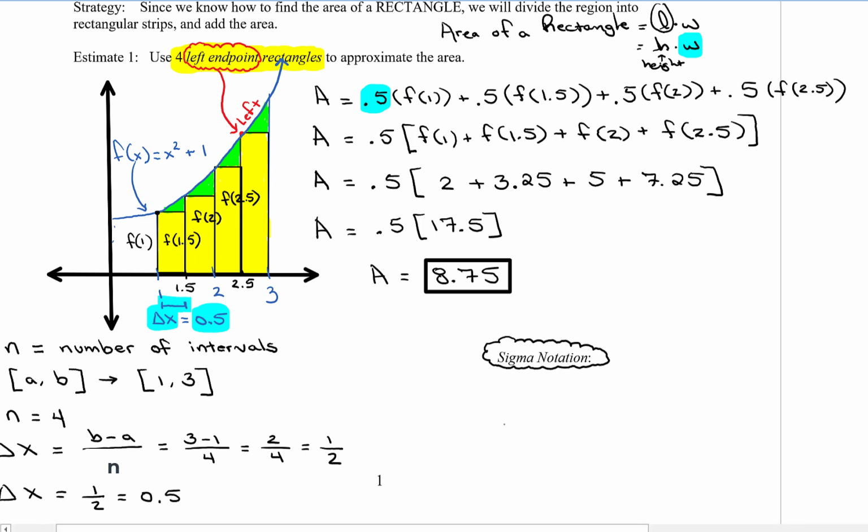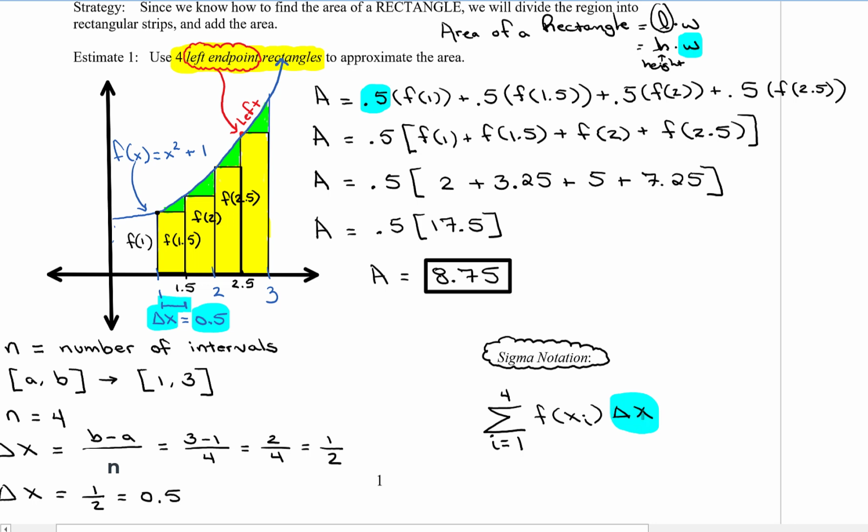Now let's go ahead and write down some sigma notation here. I'm going to write down sigma, which is a capital Greek letter, right, for sigma. And we're going to write the sum from i equal to 1 up to 4 of f of x sub i times delta x. And this here represents my general form of writing the sum of all of these rectangles using sigma notation.